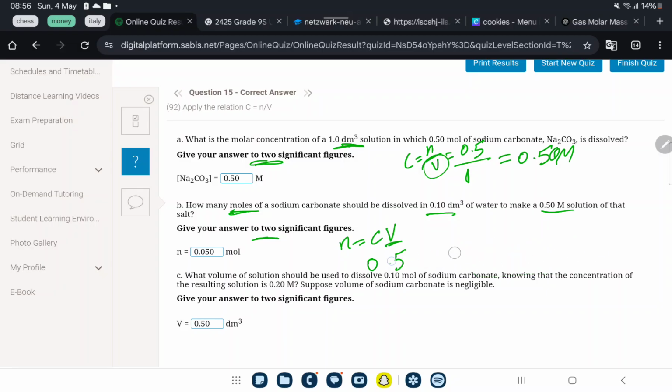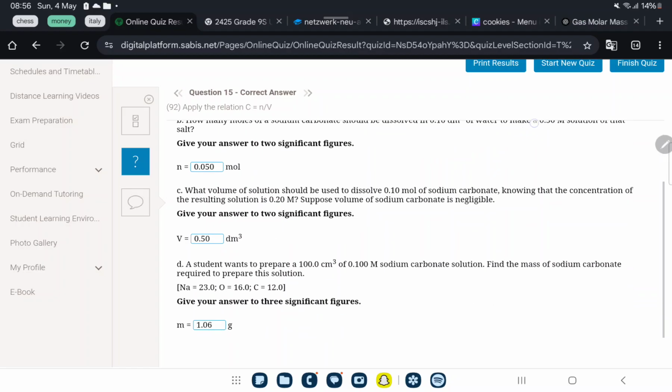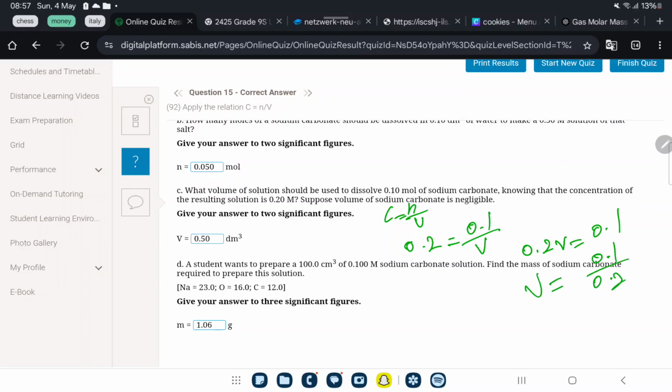They want the volume now, so you do C equals n over V, and then solve for V. C is 0.2, moles is 0.1 over V. Cross multiply, 0.2 V equals 0.1, 0.1 over 0.2 equals V. You get 0.5 decimeter cubed.